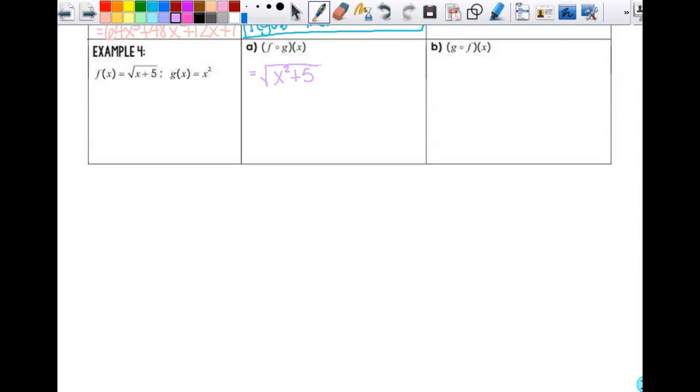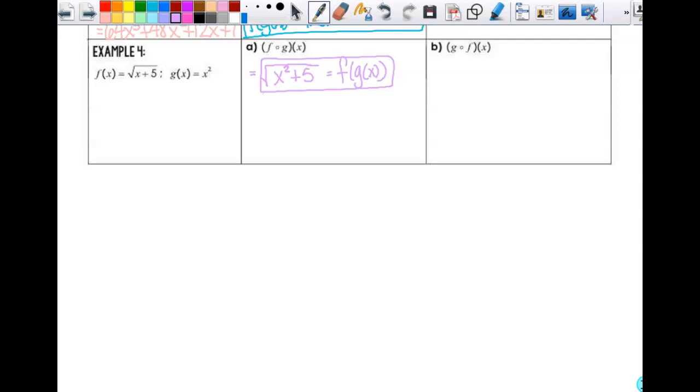I know some of you are very tempted to do something else. Legally, you cannot. All right? You cannot just knock off that square. You can't split the square root. It doesn't work that way. That is all you can do. That is it. This is f of g of x. Okay?